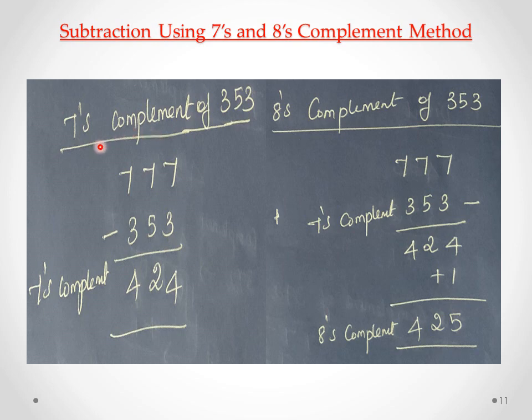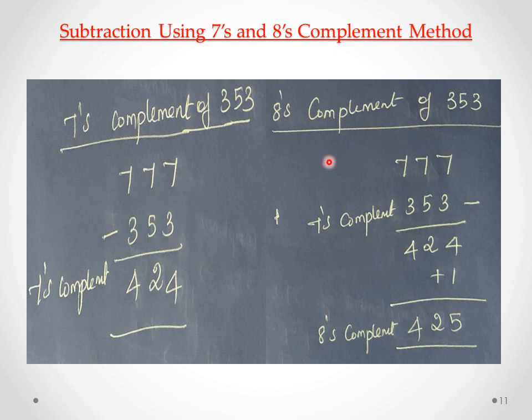First see 7's complement method. So we have to find the 7's complement of 353. We obtain the 7's complement by subtracting 353 from 777. This is 3 digits, so 3 times 7, 777, is written. So 777 minus 353. This is the way to get 7's complement. So 7 minus 3 is 4, 7 minus 5 is 2, 7 minus 3 is 4.